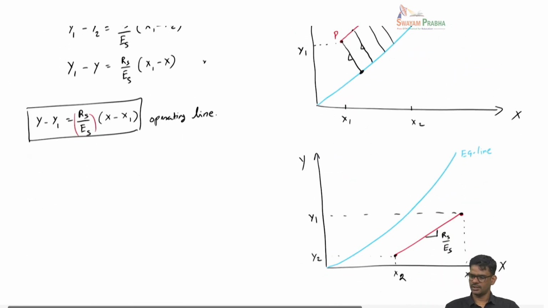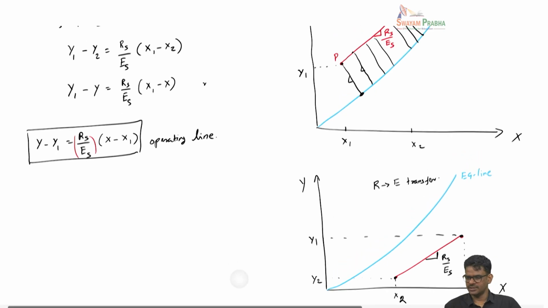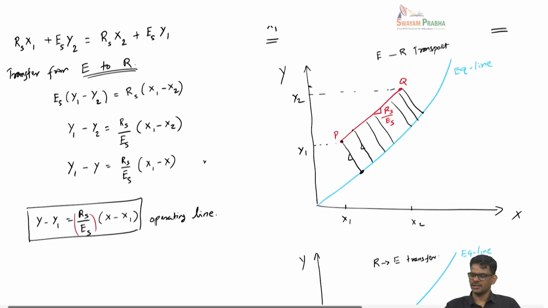This is for R to E. So the operating line lies below the equilibrium line with the same slope of RS by ES. The only thing to note between these two is you can see the X1, Y1 is on the other side, in the higher composition side, whereas in the case of E to R, the X1, Y1 were at the lower composition side.